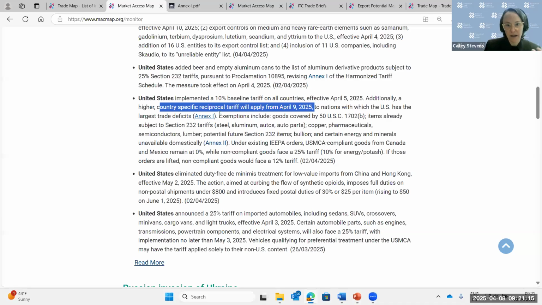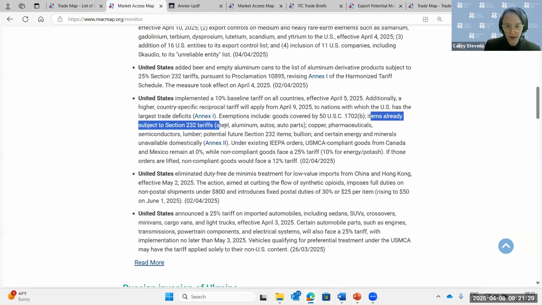Well, we have an explanation here that exemptions to these country-specific reciprocal tariffs include items already subject to Section 232 tariffs, including steel, aluminum, autos, and auto parts. So this additional 25% tariff that's assessed on the aluminum content of fans is considered a Section 232 tariff. And so that 25% tariff will apply to the aluminum content of fans, but this 46% tariff on Vietnam will not go on top of that 25%, because tariffs under Section 232 are exempt from that reciprocal tariff.